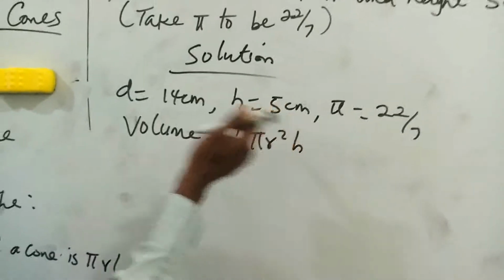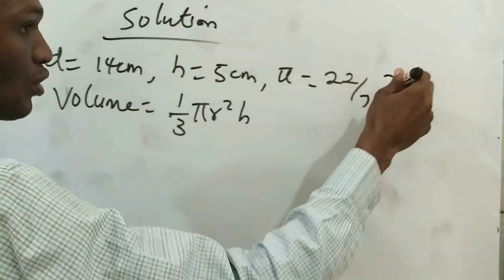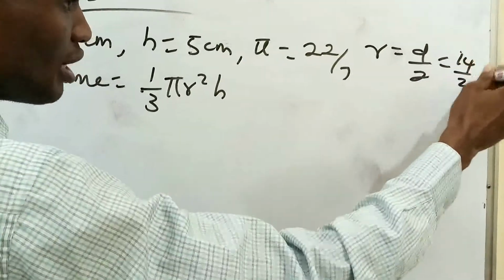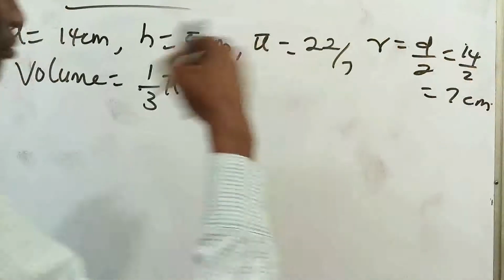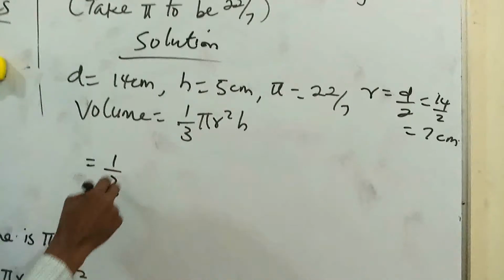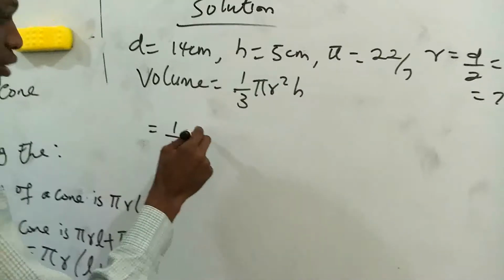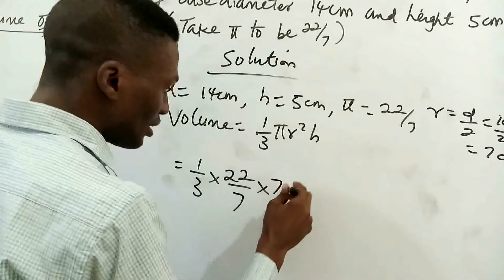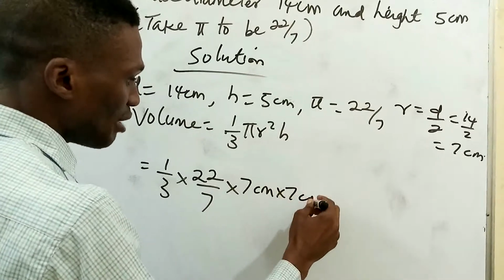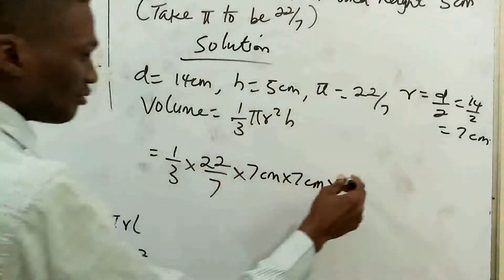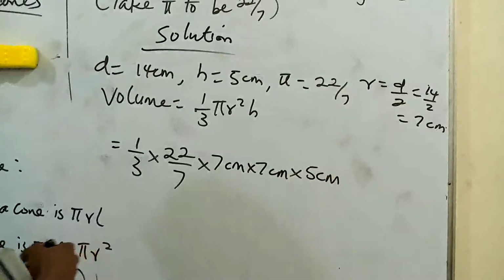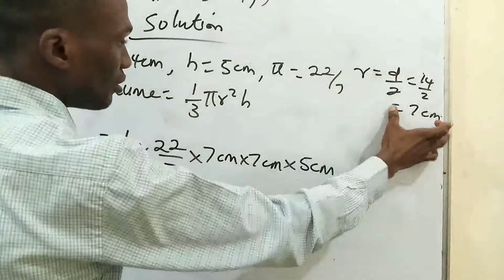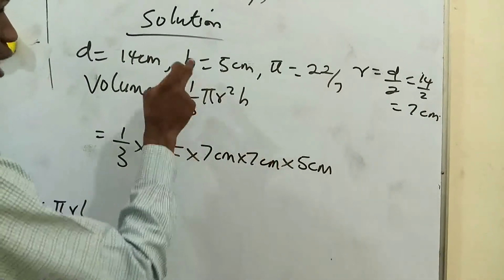Our diameter is given as 14, so radius will be diameter over 2, that's 14/2 cm, which gives us 7 cm. So we have 1/3 times our pi, 22/7, times our radius of 7 cm times 7 cm times our height of 5 cm.